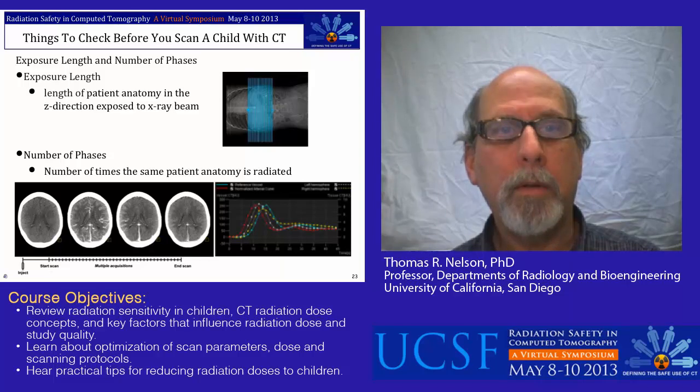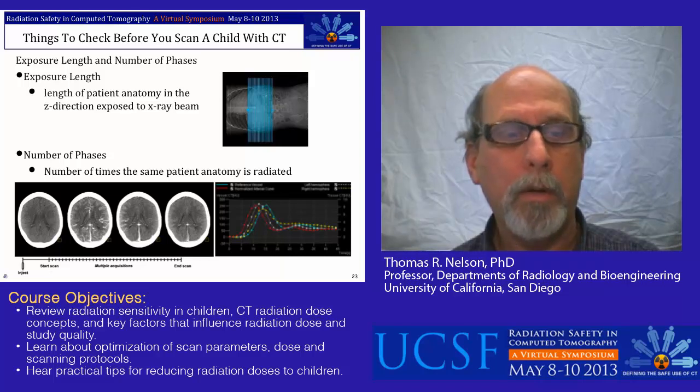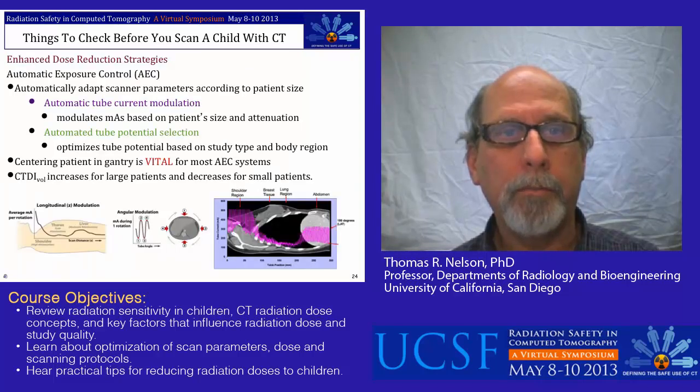The exposure length is the length of patient anatomy in the Z direction exposed to the X-ray beam. It should always be optimized to the organ of interest. In addition, the number of phases refers to the number of times the same patient anatomy is irradiated. As we can see in this lower picture, from a CT perfusion of a head, there are multiple acquisitions of the same anatomy. This can be useful to produce intensity time distributions for a contrast material. However, that portion of the anatomy continuously radiated will receive a significantly higher dose, and protocol optimization is essential.